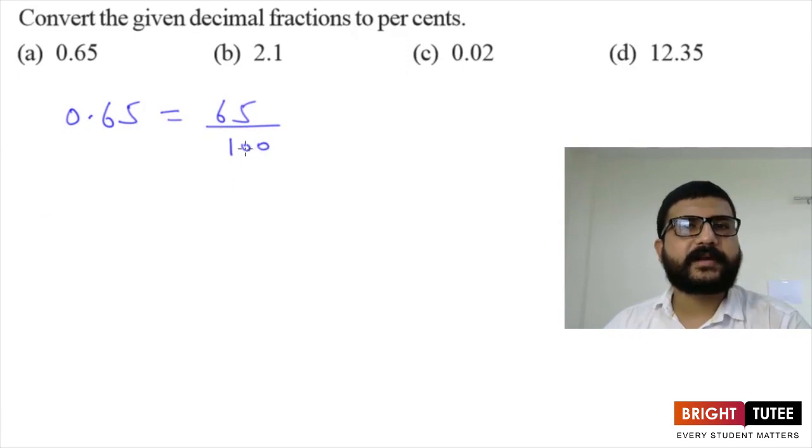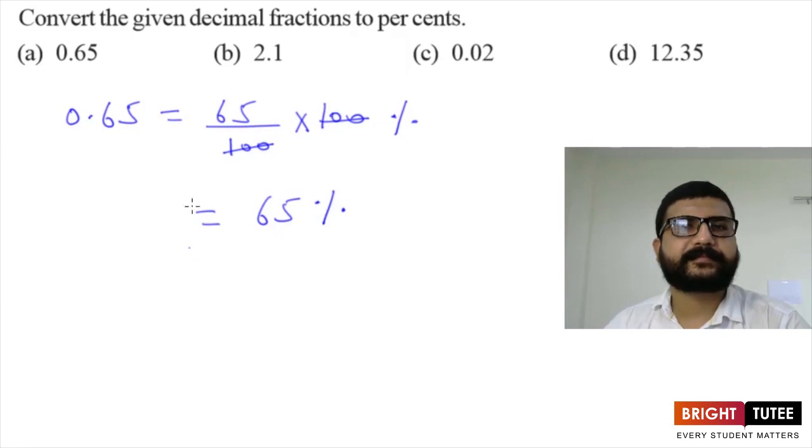Now for converting this into percent, what we will do? We will multiply this with 100. Now 100 and 100 are cancelled out. So this is equal to 65%. So it means now we are having 0.65 is equal to 65%.